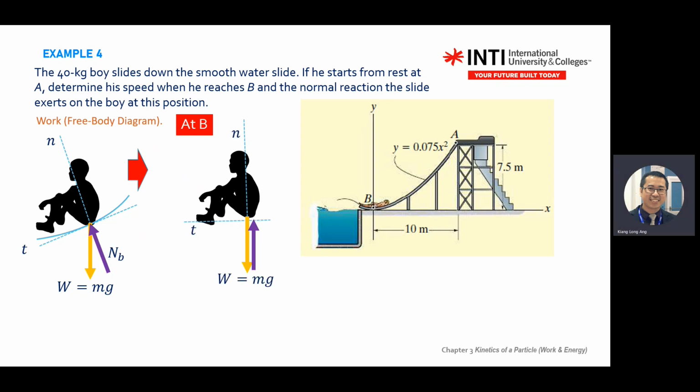So what is the difference between the second one? The first one is on the top when it slides down. This left diagram is on the journey from A to B. But when it reaches B, your weight and the normal force are acting along the same normal axis. Make sense to you?